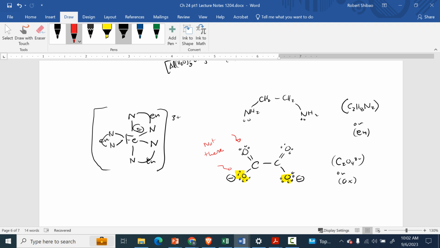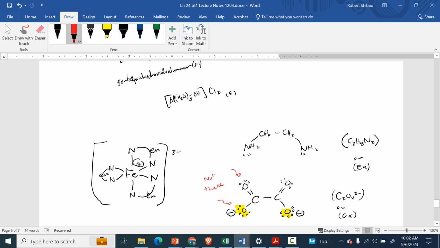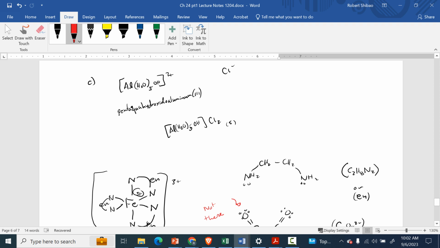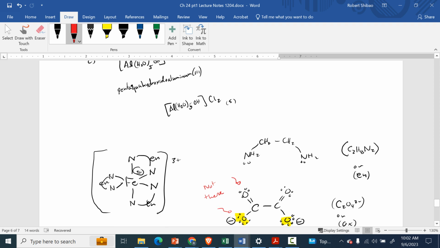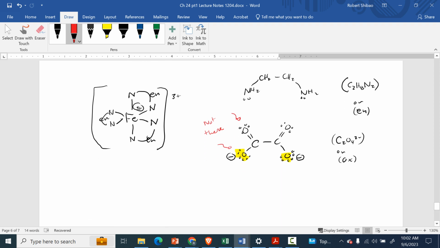You have to count the metal as one member of the ring. It would form a four-membered ring. Versus these two oxygens here would form a five-membered ring, which would be stable. And so ethylene diamine has no problem. This is ethylene diamine. Propylene diamine's even less of a problem.